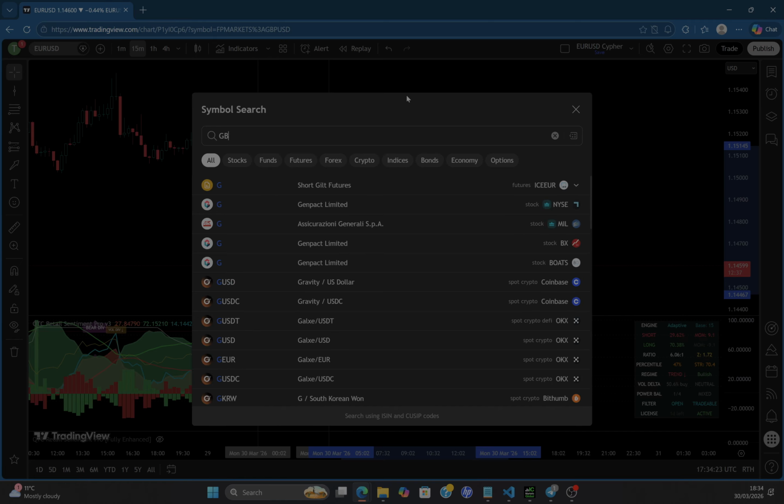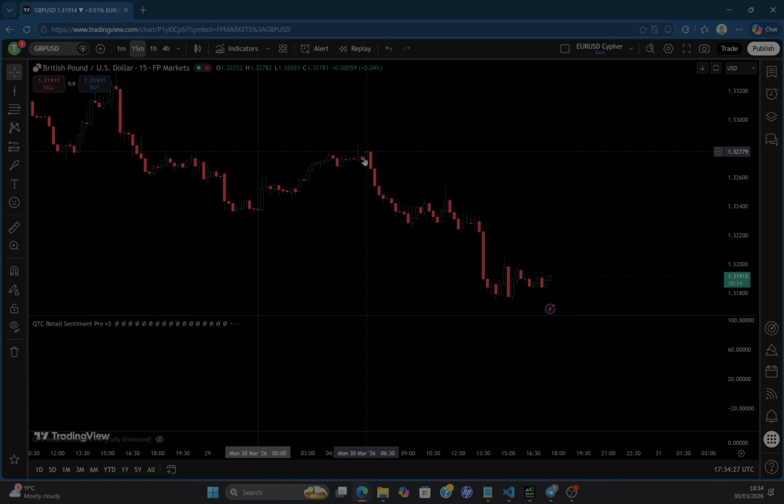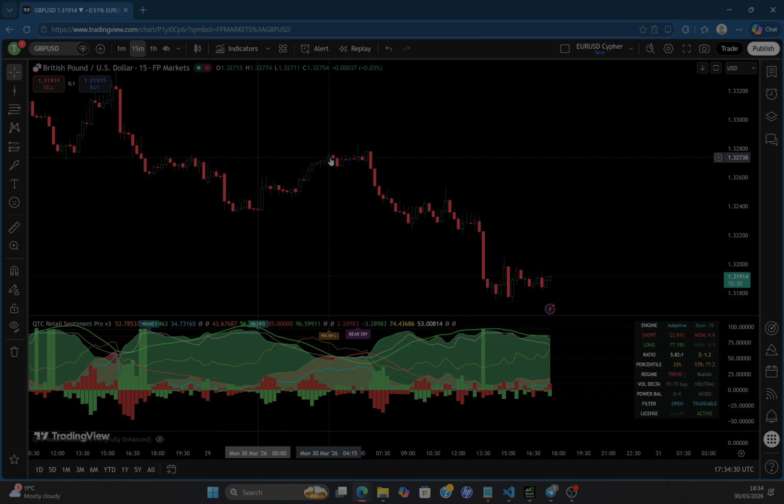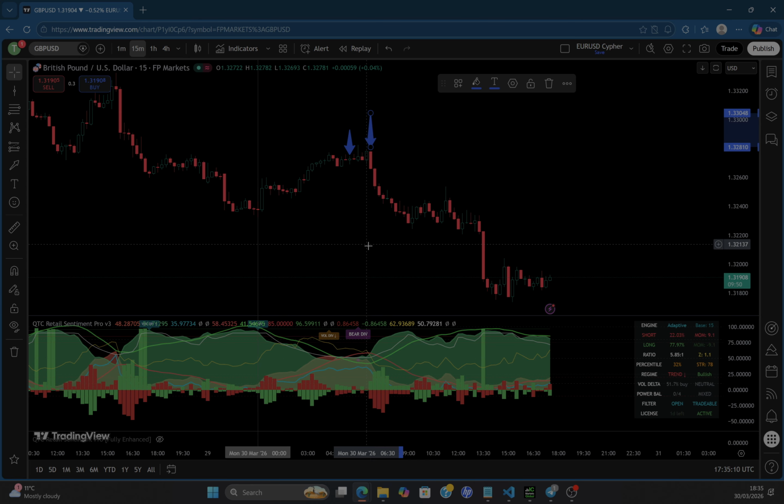Similar thing on GBP/USD. If I open GBP/USD, we've got the volume divergence and bearish divergence. The volume divergence appears after 5 candles, and the bearish divergence appears after 3 candles. So when 1, 2, 3, 4, 5, the bearish volume divergence appears here, and the bearish divergence signal on the sentiment appears on this red candle. So that's a double signal.